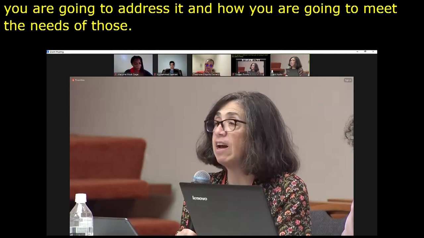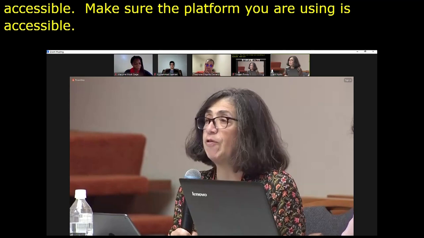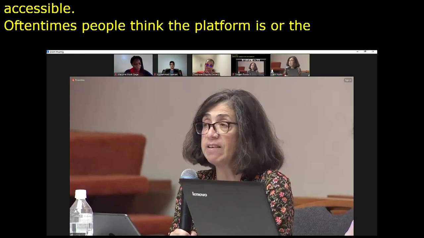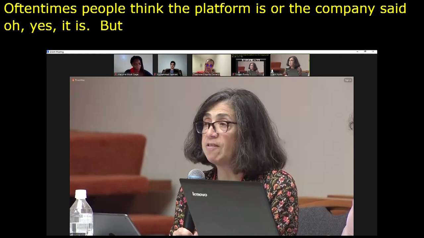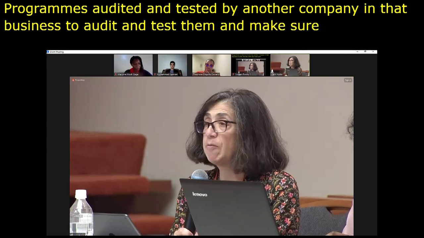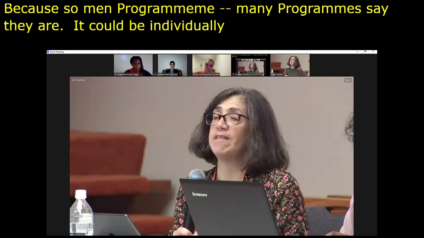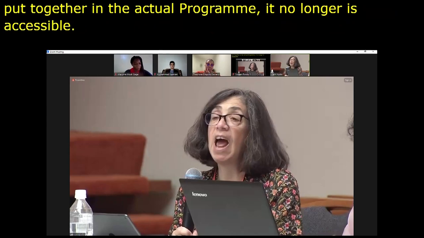And the other one is to make sure everything is accessible. Make sure that the platform that you're using is accessible. Oftentimes people think the platform is, or the company said, oh yes it is, but it really isn't. And so the key is often to get these programs audited and tested by another company in that business to make sure they are actually accessible. Because so many programs say they are, and it could be that individually the components are, but when put together in the actual program, it no longer is accessible. So that's why it's key to have accessibility testers and have a firm that has audited that.